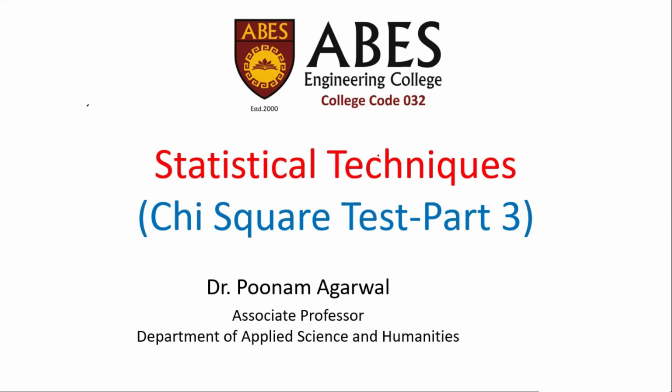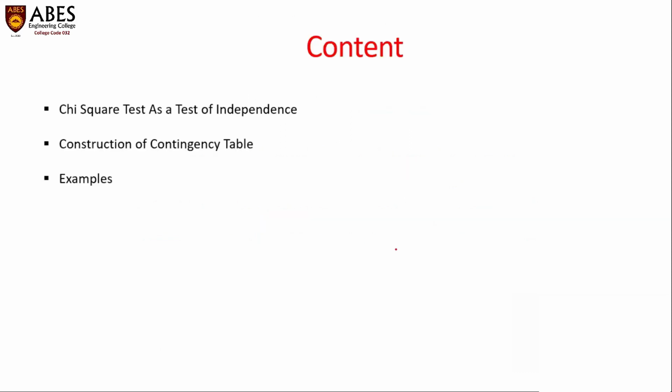So now we have come to the third part of chi-square test. Here in this video lecture, we are going to understand the application of chi-square test as a test of independence. For this application of chi-square test, we will need the understanding of contingency tables. So here we are also going to learn how to construct contingency table. And then we will develop the better understanding of the concept with the help of a few examples.